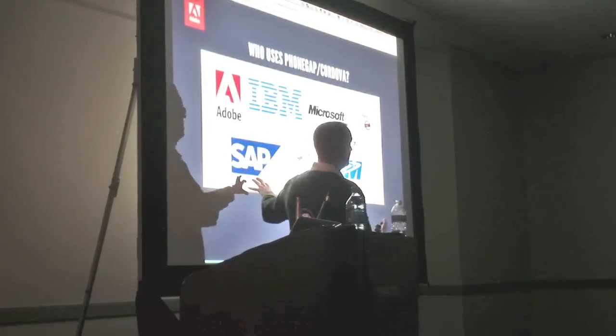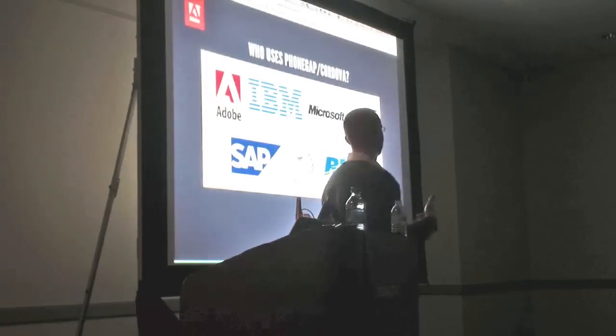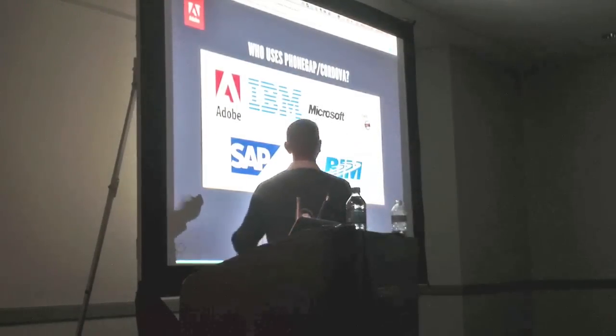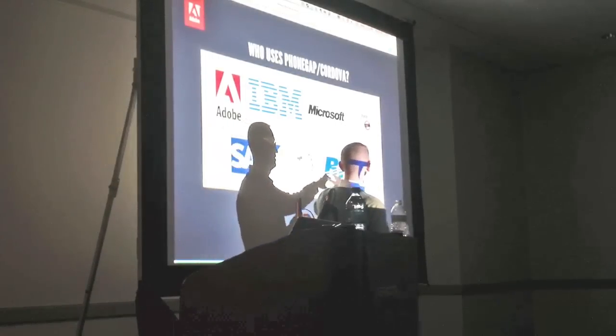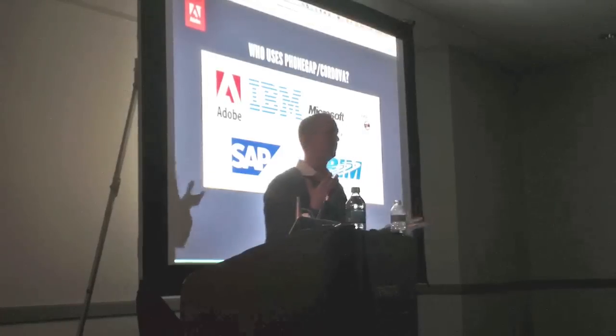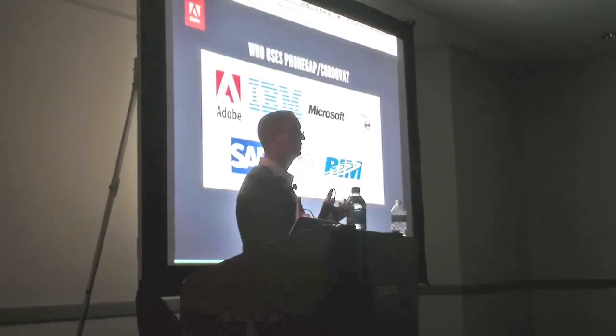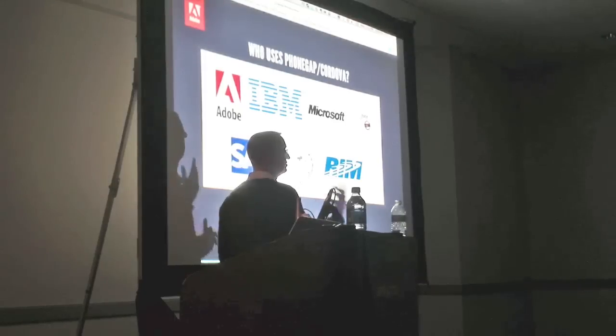SAP has a partnership with Adobe to leverage PhoneGap for hybrid mobile solutions. I mentioned already Wikipedia. The Wikipedia mobile apps are based on PhoneGap. RIM, or I guess they've rebranded themselves as BlackBerry now, but everybody knows the BlackBerry product line. There are core committers from BlackBerry who are involved with the Apache Cordova project.